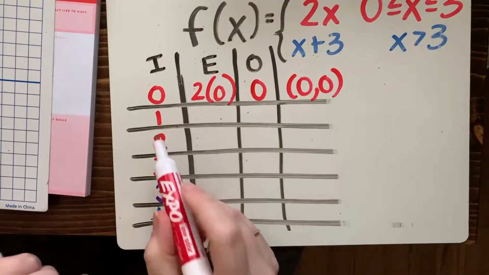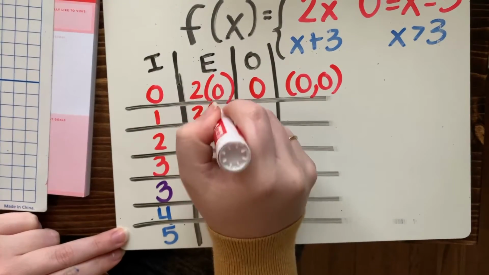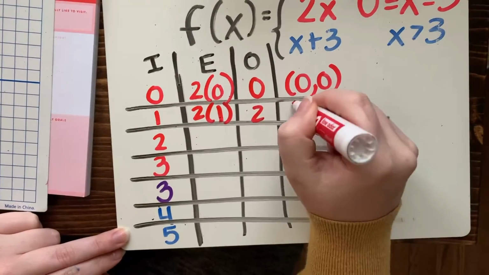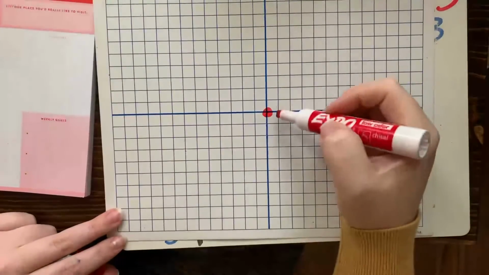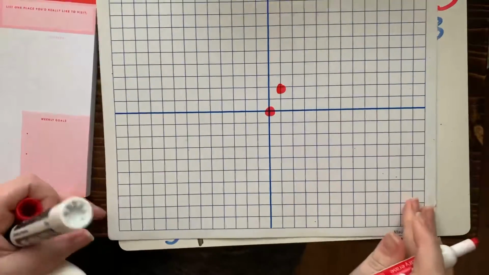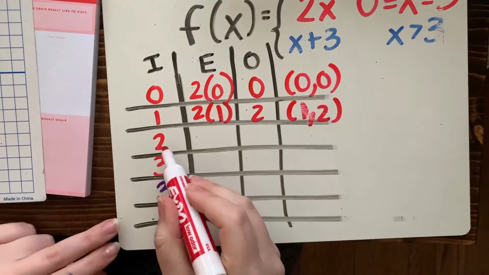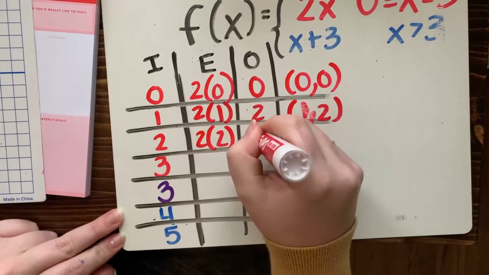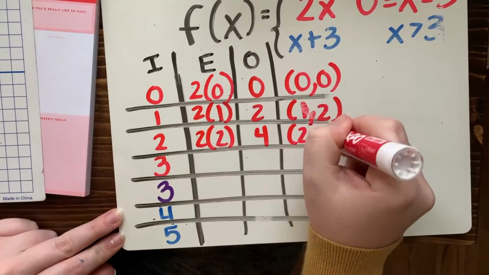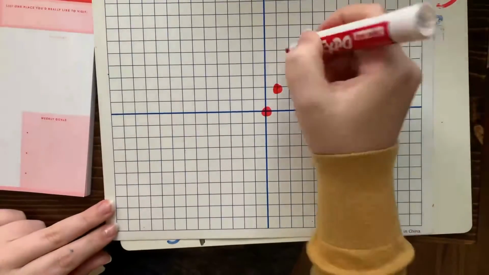Next, I have the point 1. I'm going to do 2 times 1. 2 times 1 is 2. So my next one is 1, 2. And I'm going to put that at the point 1, 2. Next, I have the input 2. 2 times 2 is 4. So my next one is at 2, 4. So I come to my graph and I'm at 2, 4.